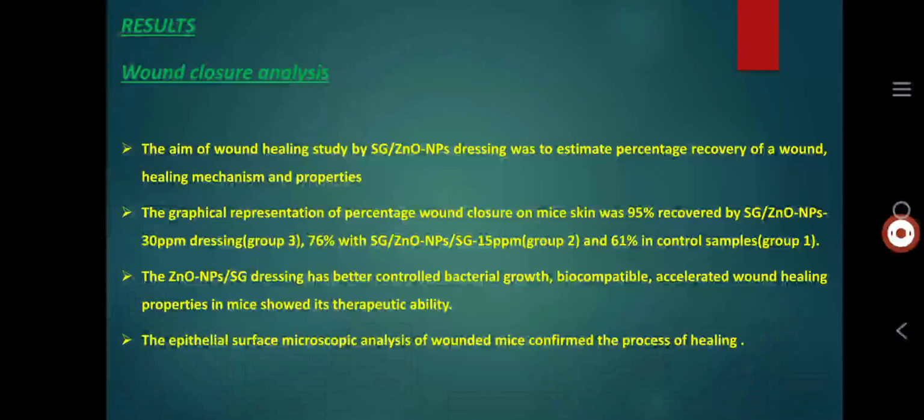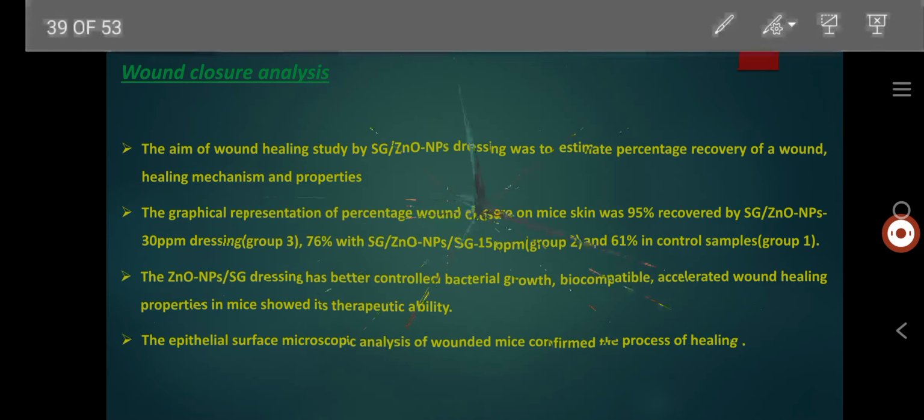Then wound closure analysis. The aim of wound healing with this dressing was to estimate the percentage recovery and the wound healing mechanism and properties. The graphical representation of the percentage closure shows that 95% recovered with the silica gel 30 ppm dressing, 76% with the second group, 15 ppm, and lastly 61% in the control.